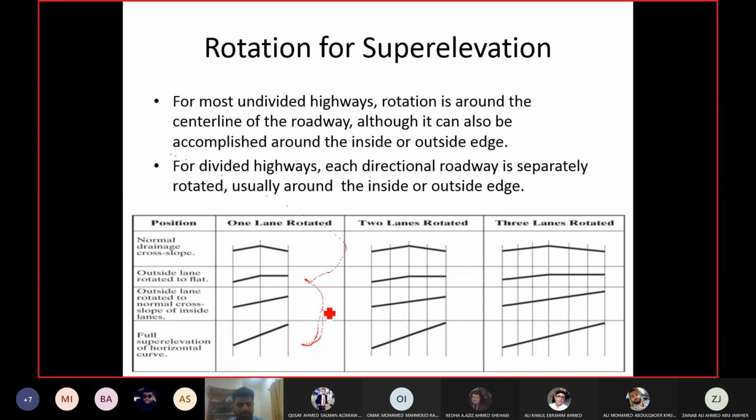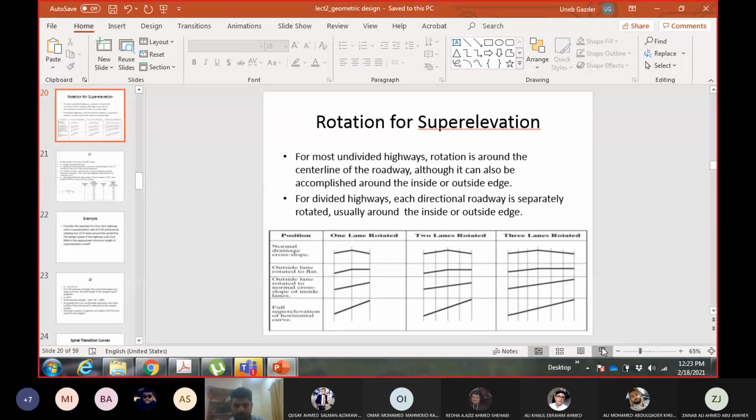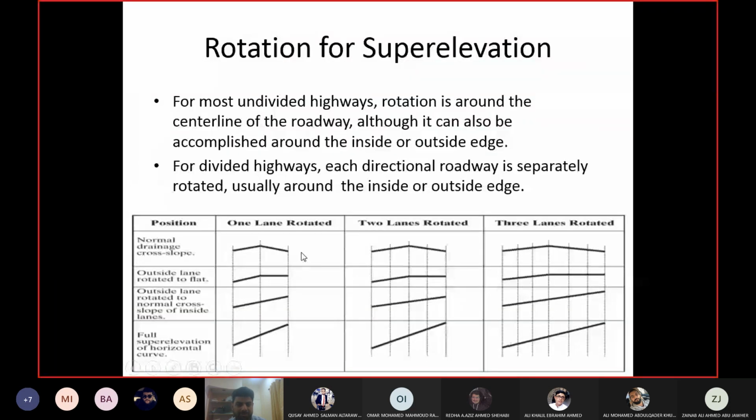This is super elevation runoff. 60 to 80% of this should happen on the tangent. This is tangent runout. If 60 to 80% of this is happening on the tangent, then this will happen where?